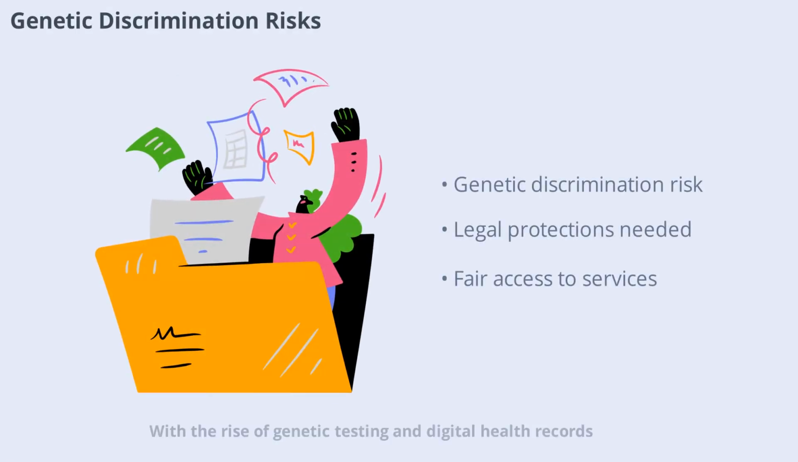With the rise of genetic testing and digital health records, there's a risk that individuals could face discrimination based on their genetic information. Employers, insurers, or others might misuse this data to make decisions about hiring, coverage, or services. Laws exist in some places to prevent genetic discrimination, but enforcement and global standards are still evolving.